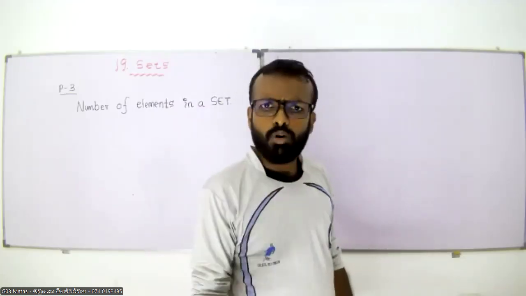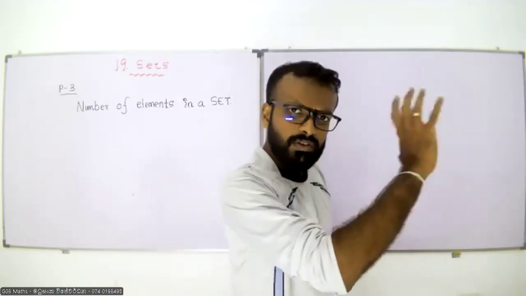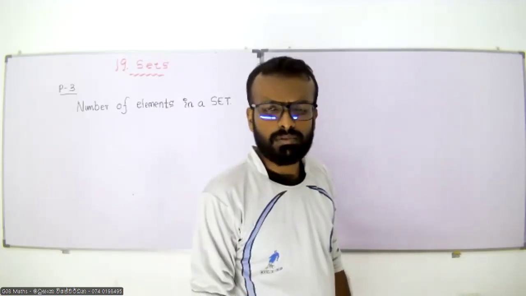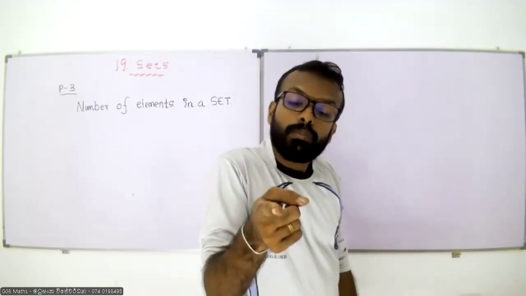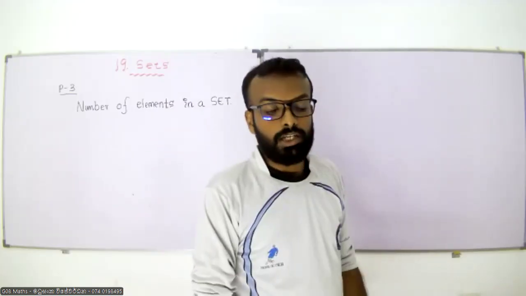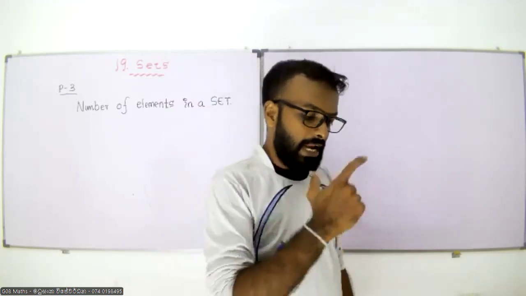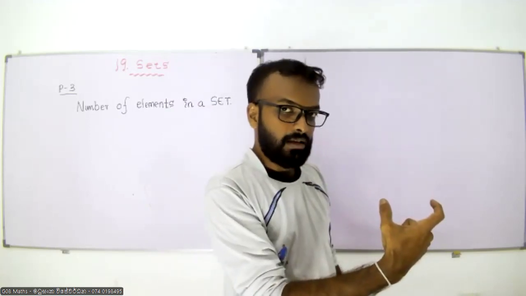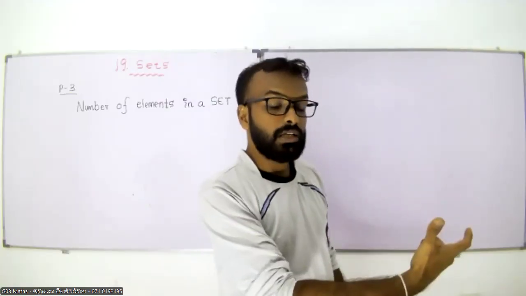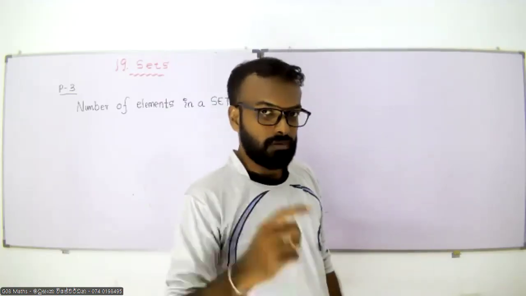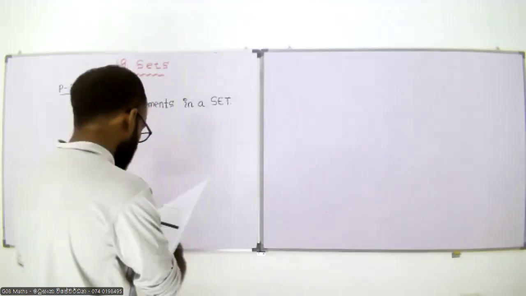Right? So you know how to count, right? 1, 2, 3, 4, 5, 6, 7, 8, 9, and so on. You know how to do that. But how are you going to represent it in a mathematical way? Number of elements in set A. That is how we are going to read. But in mathematics, how are we going to represent it? Focus on the book.